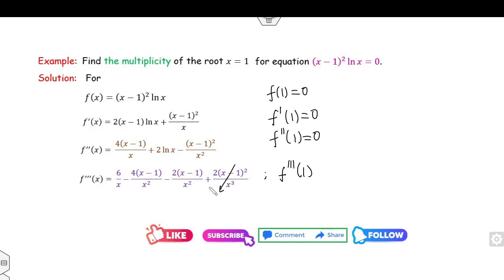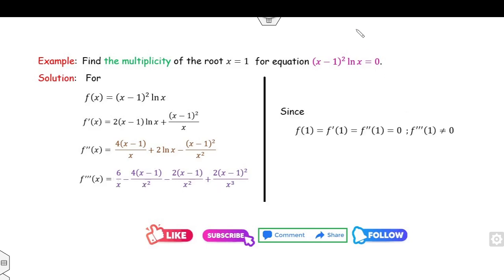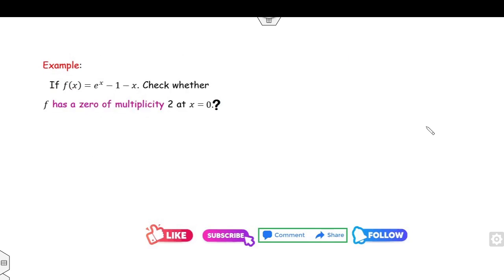This is 0, this is 0, this is 0, but this is my non-zero. Therefore, what you conclude, that means x is equal to 1 is the root of the f(x) with the multiplicity 3. Look at the second one, another one. If f(x) is this, check whether f has a 0 with the multiplicity 2 at the point x equal to 0.